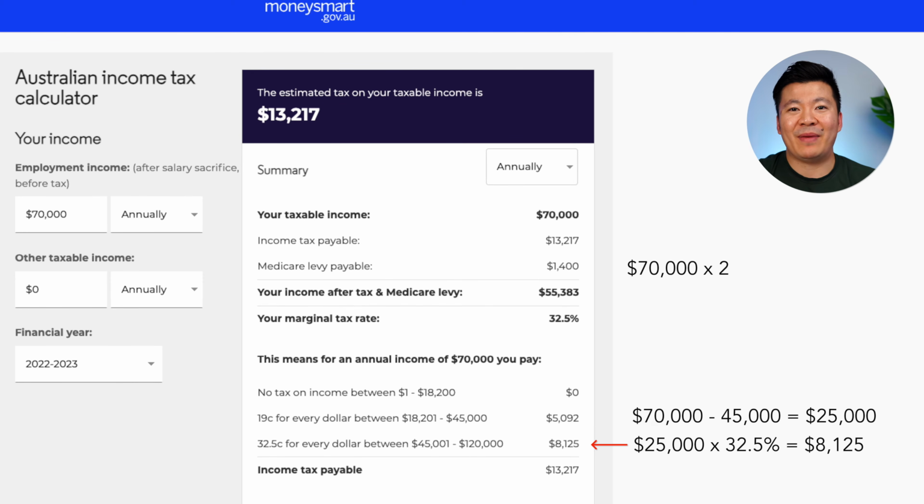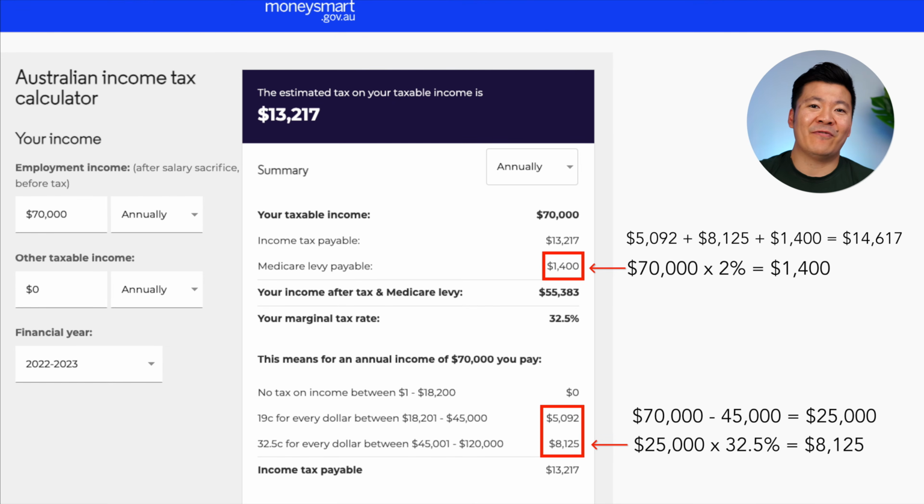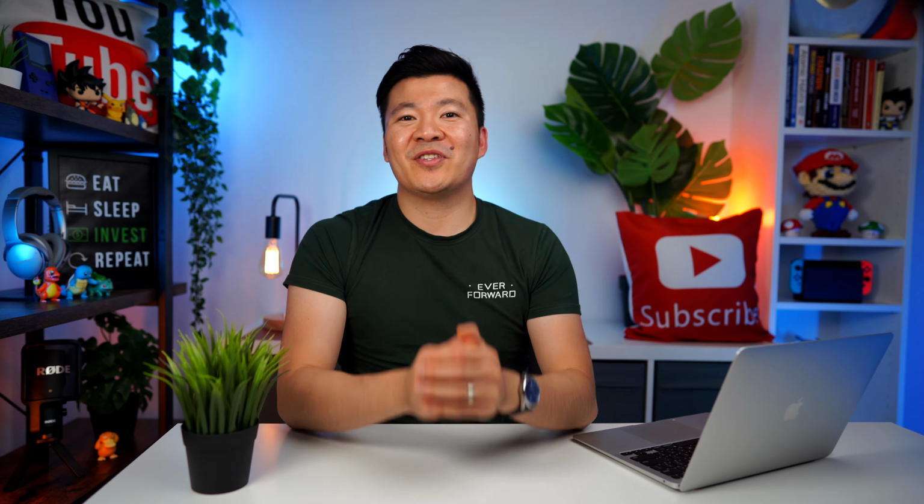Then we include the 2% Medicare levy on $70,000, which is $1,400. This is Ben's Medicare levy payable. And if we add this all up, the total is $14,617. This is the total tax Ben will have to pay for the year. Let's move on to the third example.